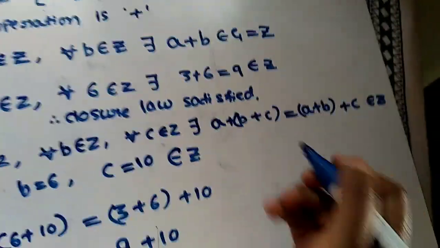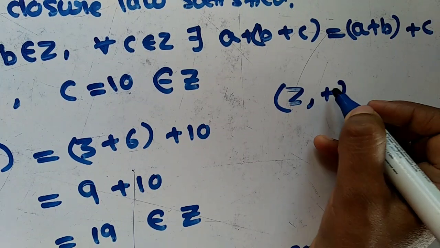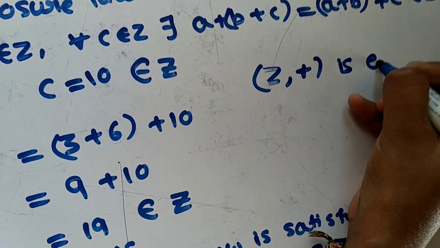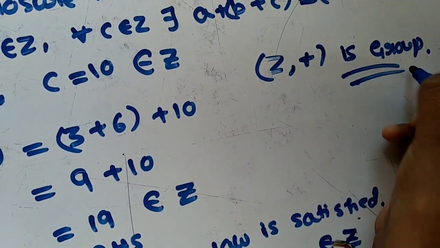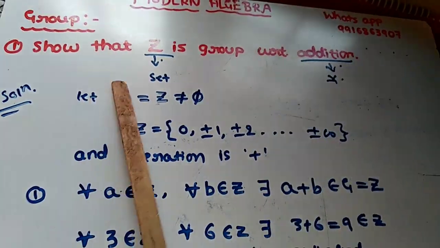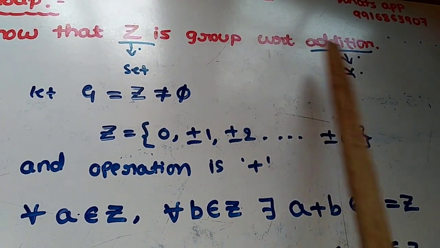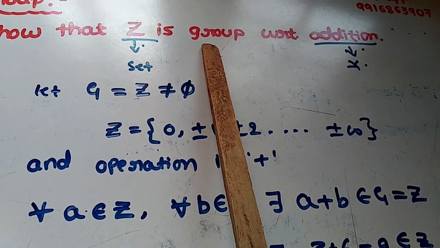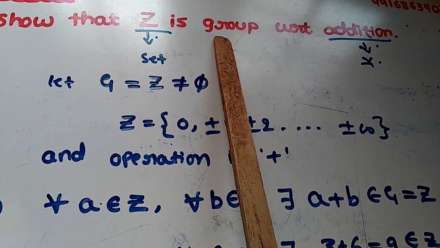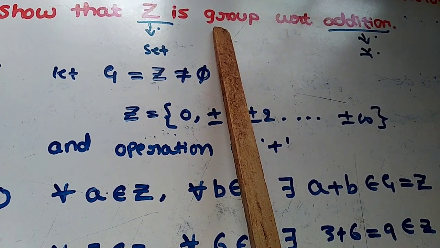Therefore, we can say that Z with respect to the binary operation, which is plus, is a group. If you want, I'll do a recall of this thing. So here, just look at here. They are asking to find whether Z with respect to plus is a group or not. We know the definition of a group. For satisfying a group, we have to satisfy four laws. Those four laws are nothing but closure law, associative law, identity law, and inverse law.